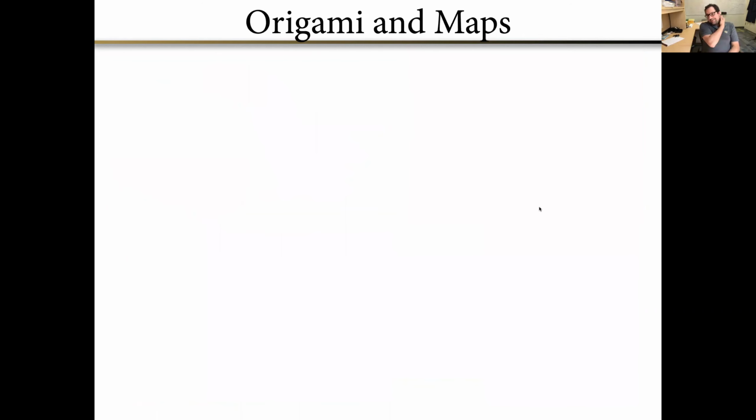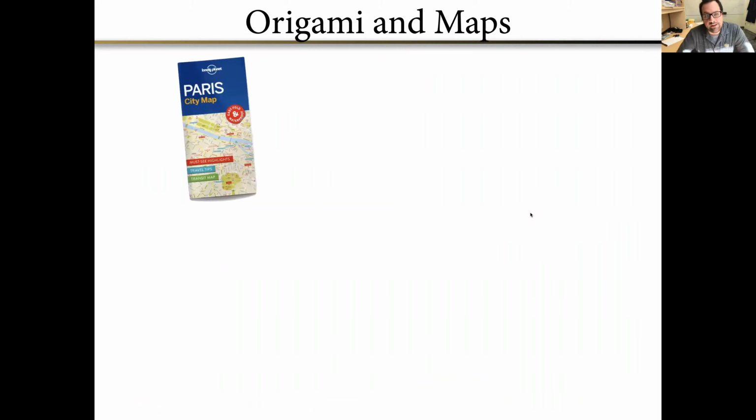So I'm going to just discuss a little bit about origami, just to start a brief discussion about thin elastic sheets. So origami, one way to think about it is maps. So if I take the Paris city map and I just begin using it.